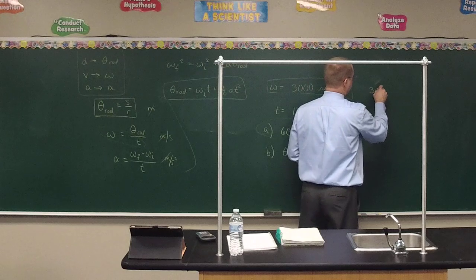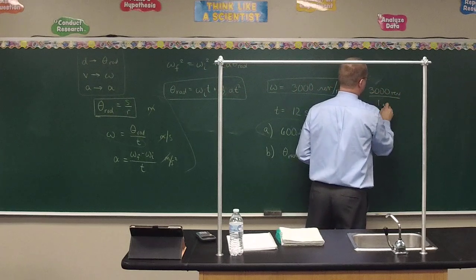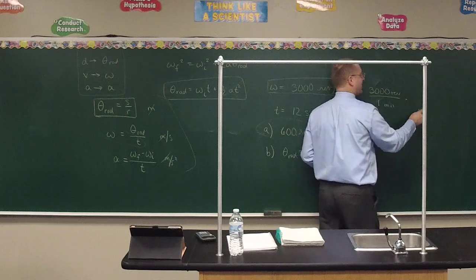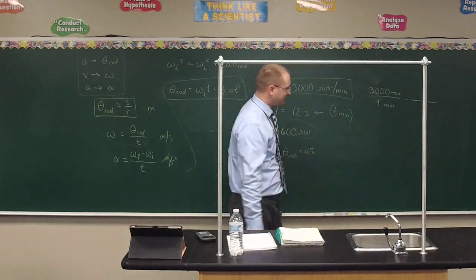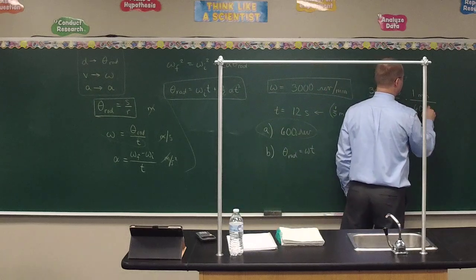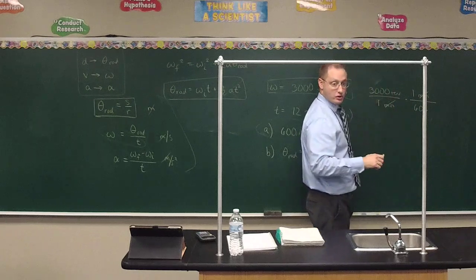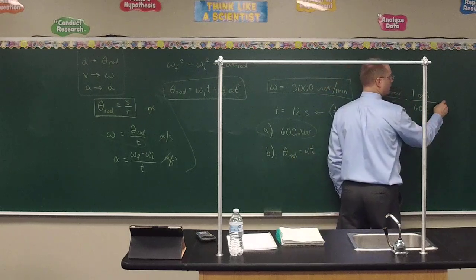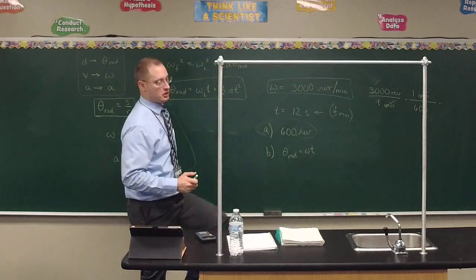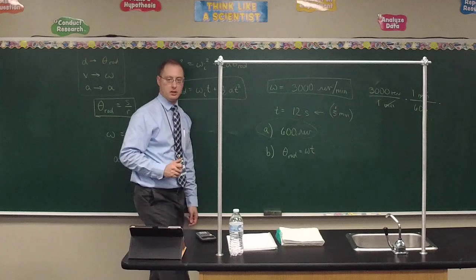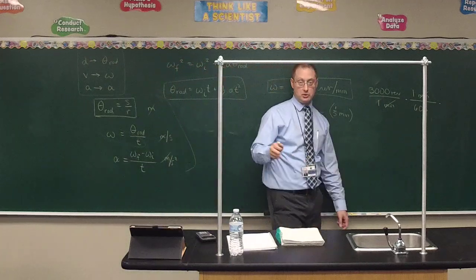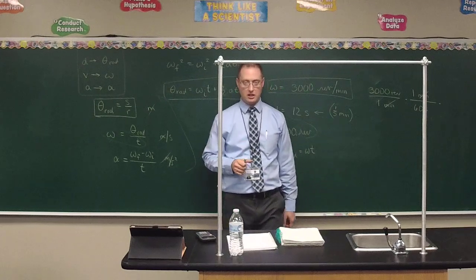We'll take the 3,000 revolutions, put it over a minute, and multiply by what fraction here, Michael? 1 minute equals 60 seconds. A minute over 60 seconds. And also, Kendall, I want radians per second. I have revolutions per second. How do I get rid of revolutions? Revolutions to radians, what's the equivalency?